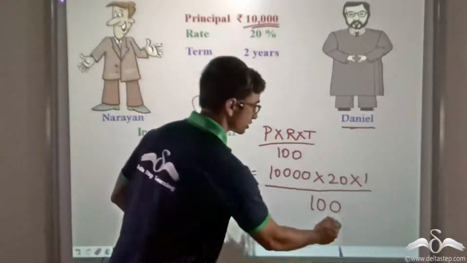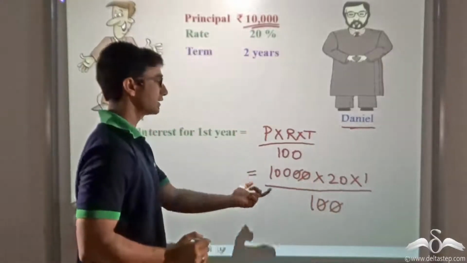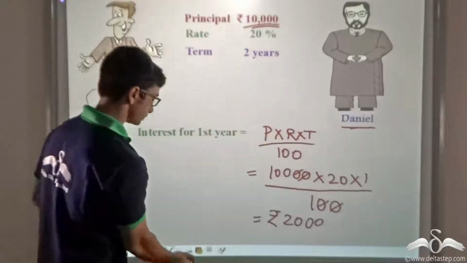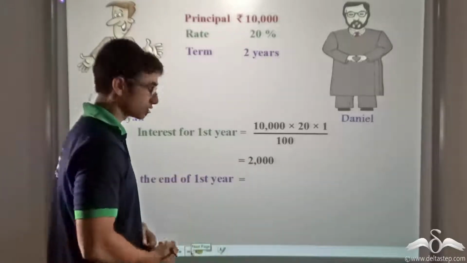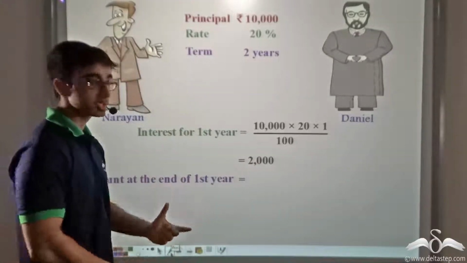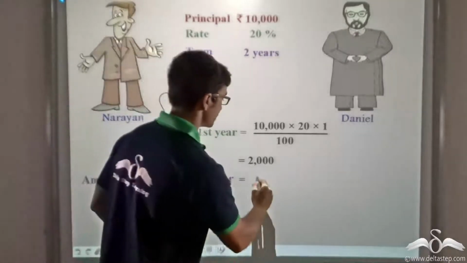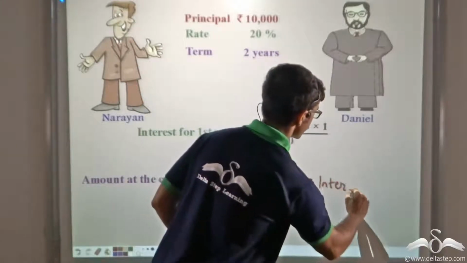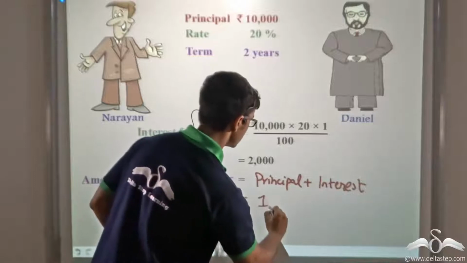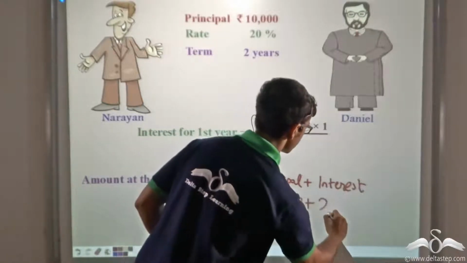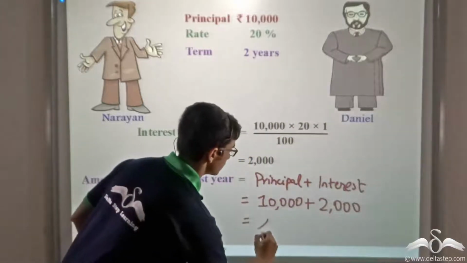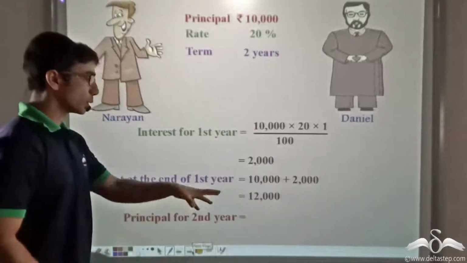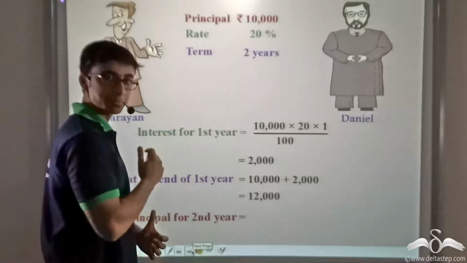So if I cancel out the zeros and simplify the expression, I get 100 into 20. That is nothing but rupees 2,000. So the interest is 2,000. Likewise, we can calculate the amount that Daniel will have to pay back at the end of first year. That will be the principal plus interest, which is equal to 10,000 plus 2,000, that equals rupees 12,000. So 12,000 is the amount that Daniel is paying back.